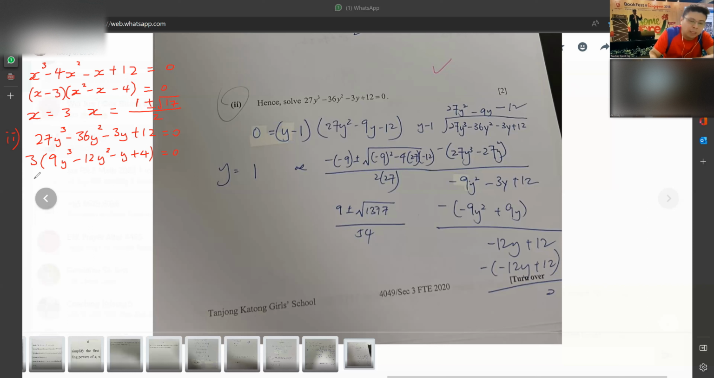You're very tempted to remove the 3, but don't do that yet until you're very sure you can remove. Okay, I multiply my 3 inside first, then you can see some pattern. This is actually 3y squared minus 3y minus 4 equals 0.